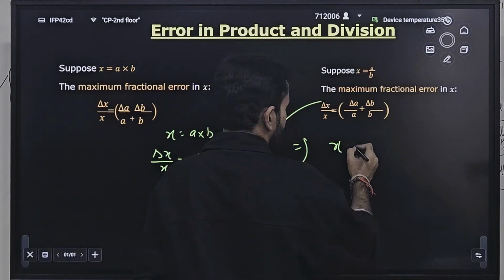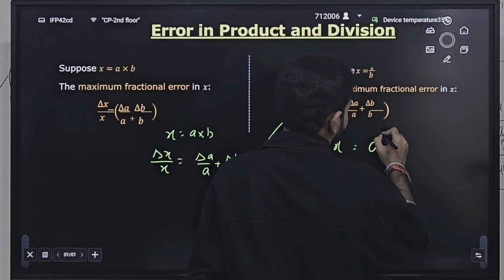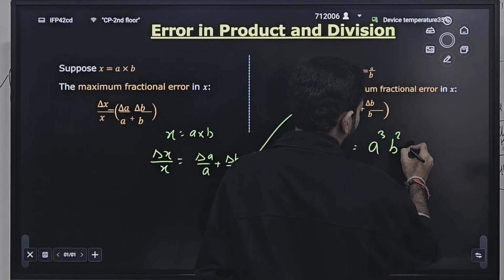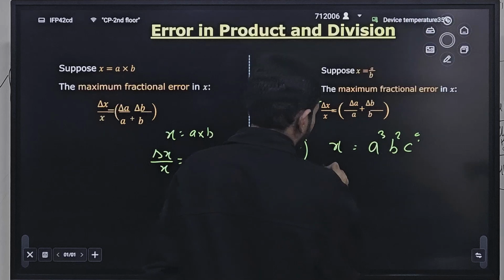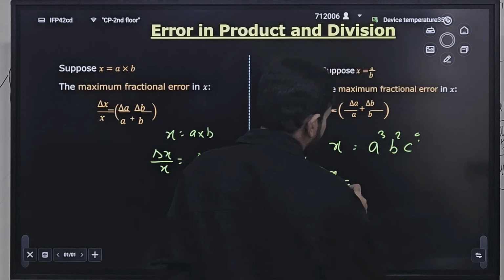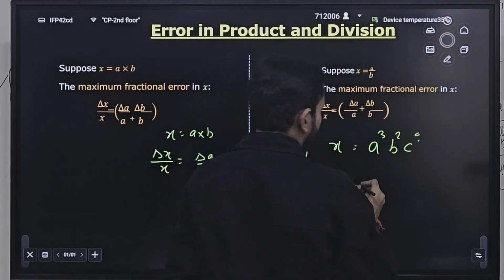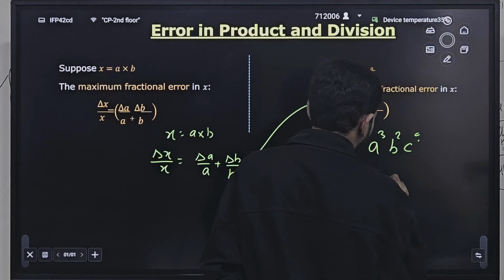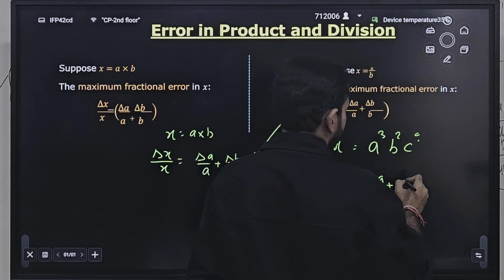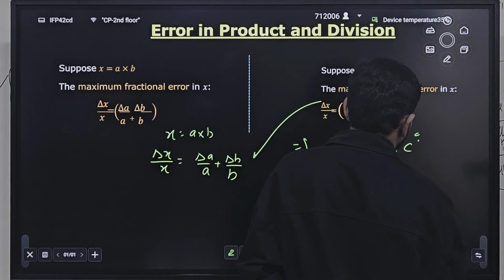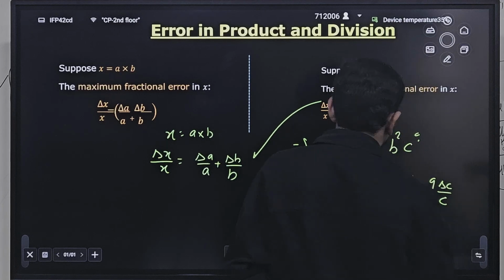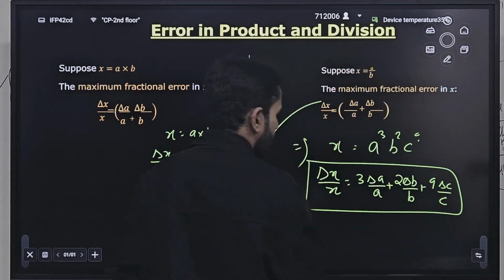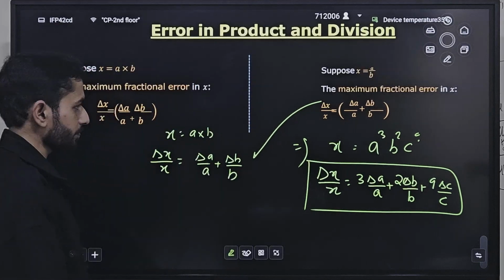There is one more kind of case. Let's suppose x is given as a power 3, b power 2, and c power, let's suppose 9. If now I am asking you what is delta x by x, all these powers will come in multiplication. That means you can write 3 delta a by a plus 2 times delta b by b plus 9 times delta c by c. We will put all the values and we will have a final answer. Okay, clear?